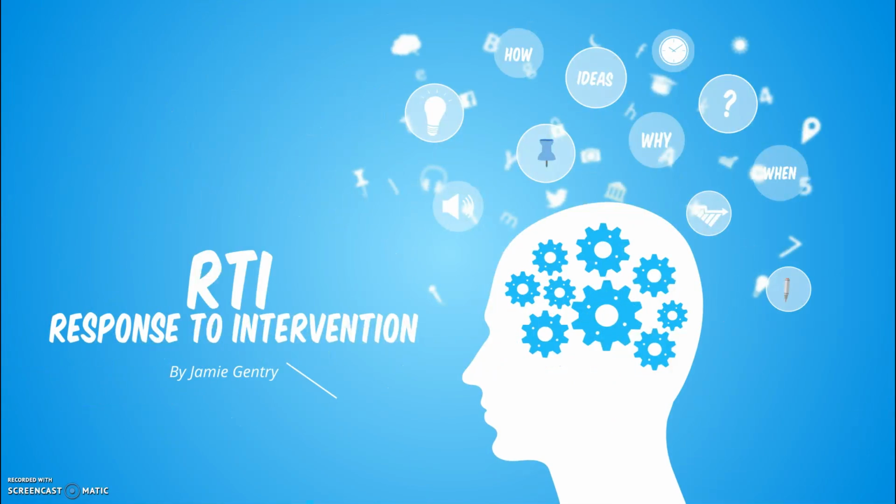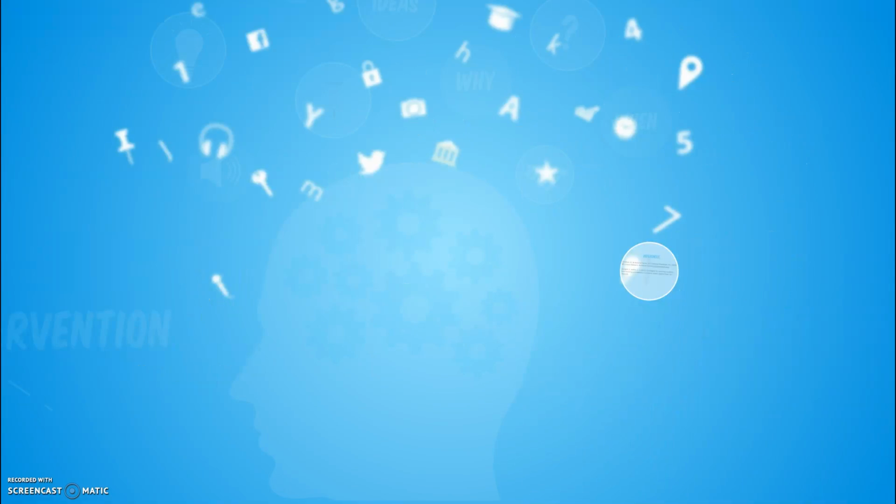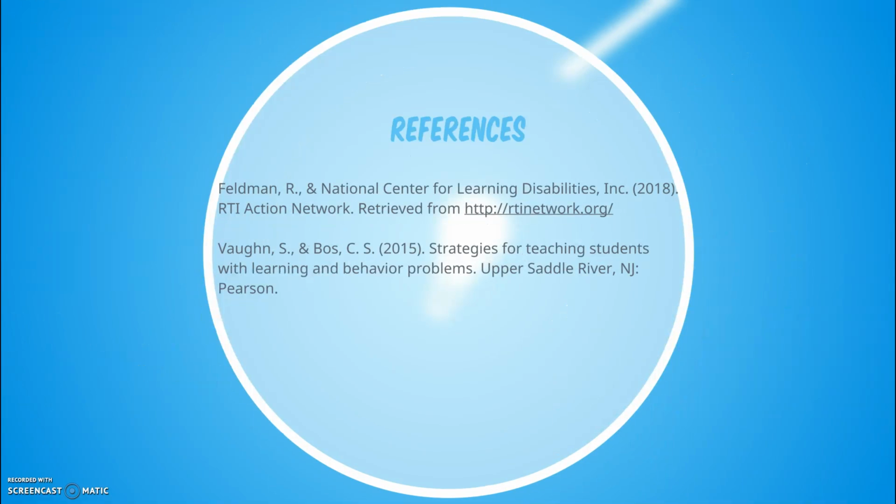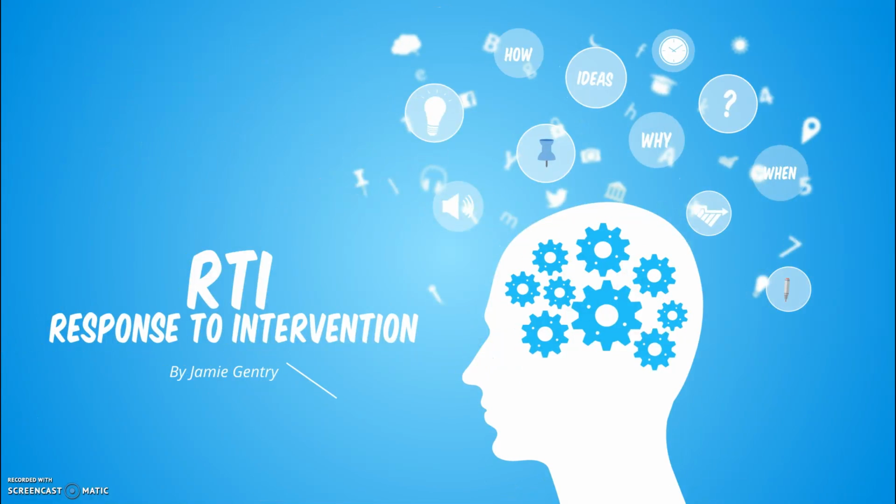So, through screening, progress monitoring, and effective research-based interventions, every student, your student, will get the help that they need and require to learn. All information from today's presentation was from the book Strategies for Teaching Students with Learning and Behavioral Problems by Sharon Vaughn and Candace S. Bos. Other resources include the National Center for Learning Disabilities. RTI is a great way to catch problems in behavior and learning early.